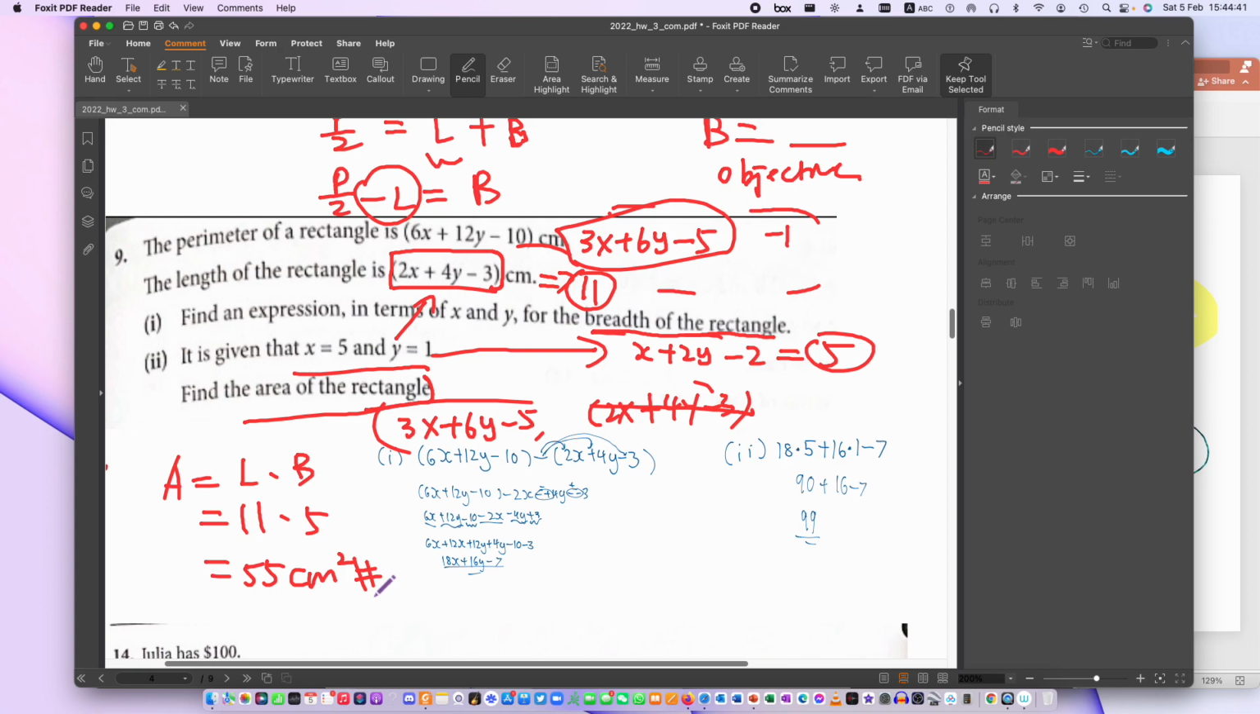Okay, that's how you get this question. Are you clear? The most important thing is this: the breadth is actually this. How do I get this? From the formula itself, 2 times L plus breadth. So I get rid of the 2. So how do I get B equals? Think of just one way. Bring the L over. That's how I get this. Okay? Good. Next.